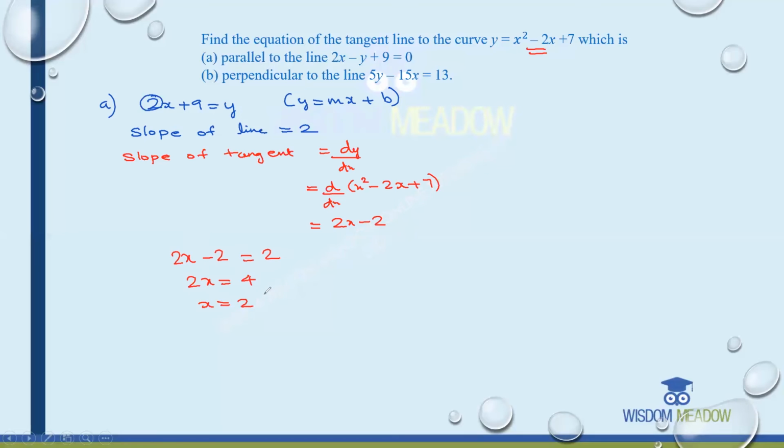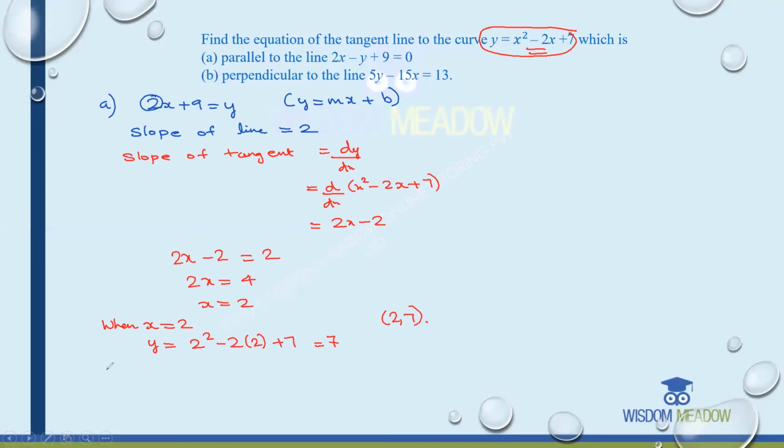Now if I want to find the point, since it's a point on the curve, substitute x as 2 over there. So when x is 2, y is going to be 2² − 2·2 + 7. That's going to be 7. So the point is (2, 7).